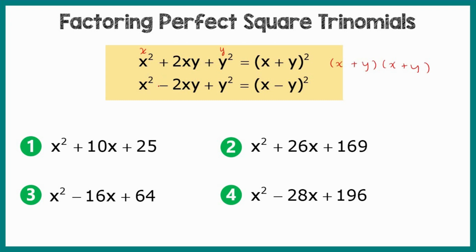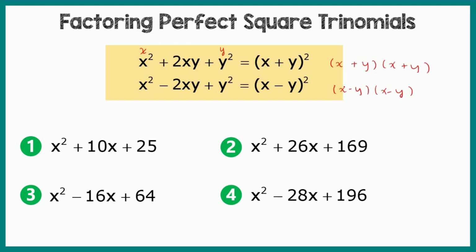Now the second one is similar to the first one. It's just that the sign is changed. So you have minus here, and the factors should have the minus sign. So you have x minus y quantity squared. Again, it could also be written as x minus y times x minus y.